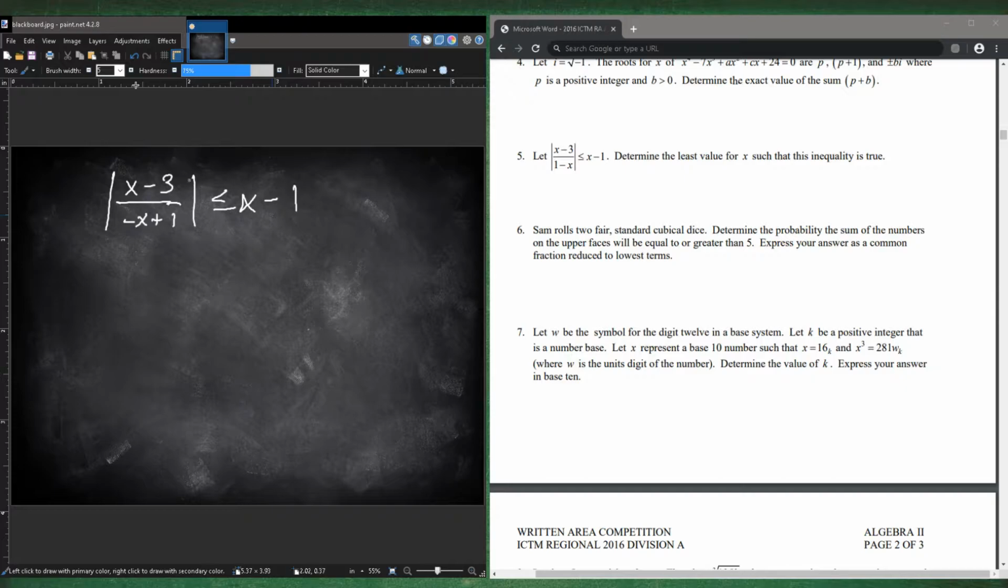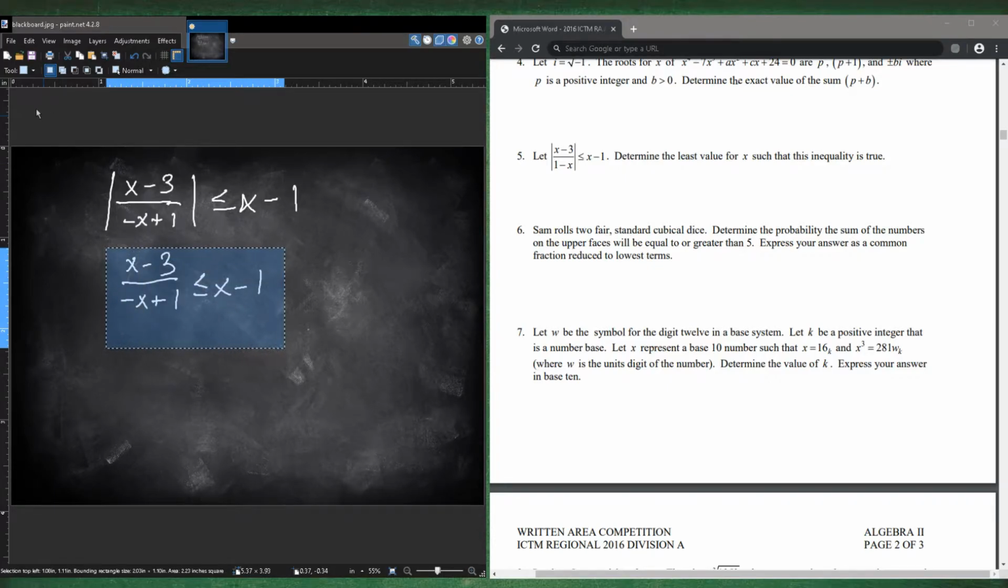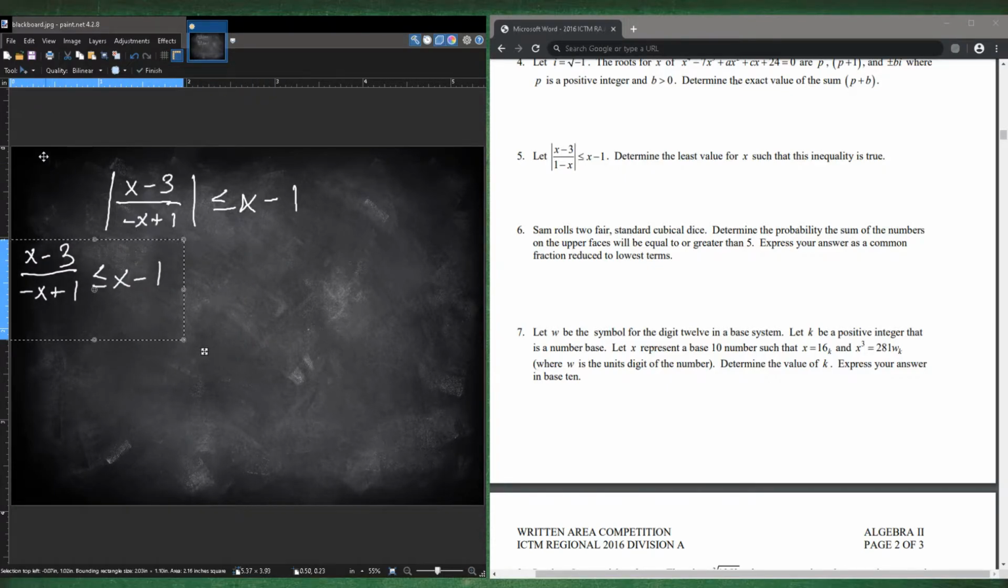minus 1. Okay, so if the inside, x minus 3 over negative x plus 1, is positive, we could just say x minus 3 over negative x plus 1 is less than x minus 1. So this is going to be true. I'm going to move this over so I have room.